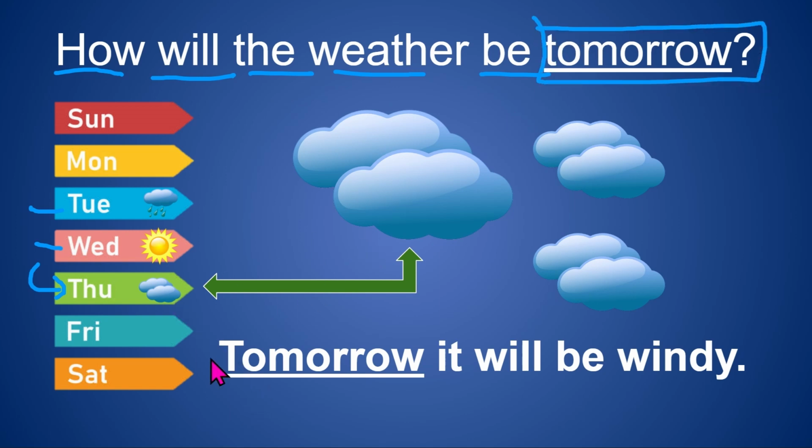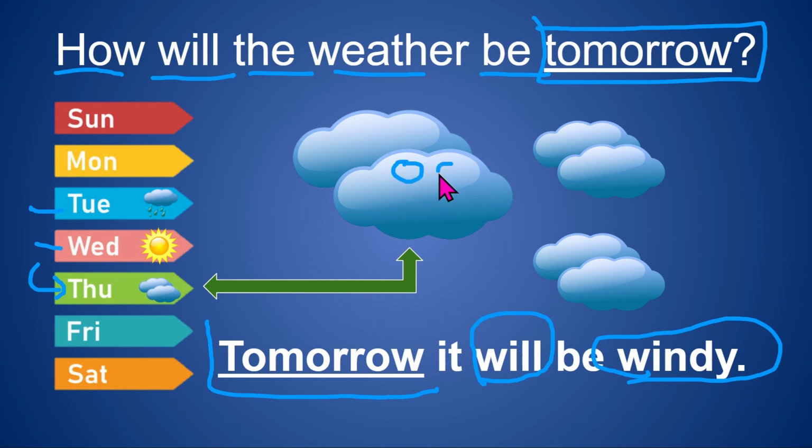So how will the weather be tomorrow? We take tomorrow, we put it at the beginning of our sentence, and we use this word here, will, because we're talking about the future. Now, you don't need to know the technical stuff. You just need to say the sentence. Tomorrow, it will be windy. A windy day. Oh no.